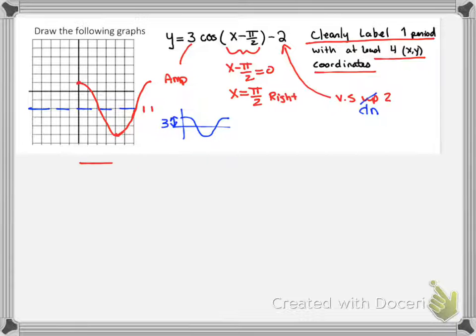And my period is going to be 2 pi because the b in front of the x was 1. When I did 2 pi divided by b equals 1, I still got 2 pi. The problem is I'm right pi over 2.